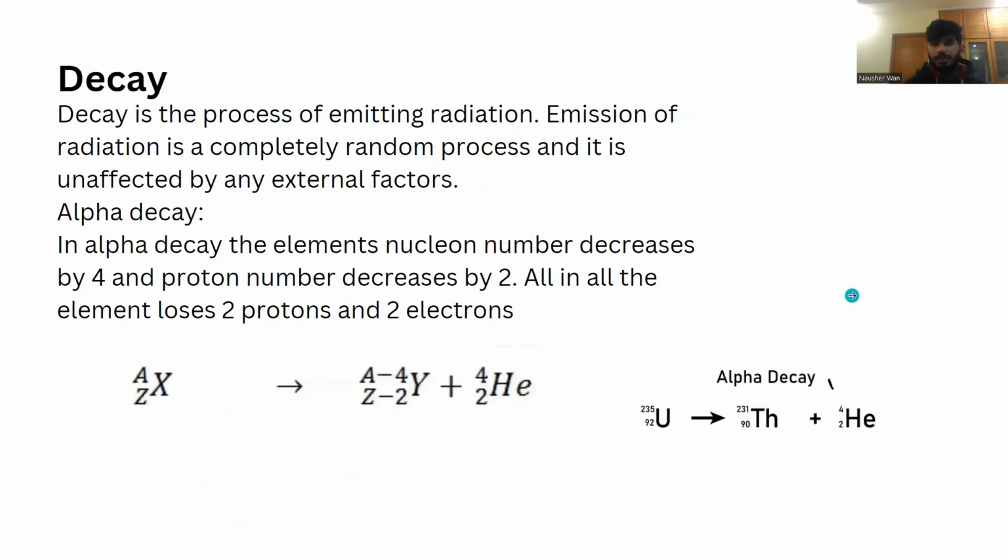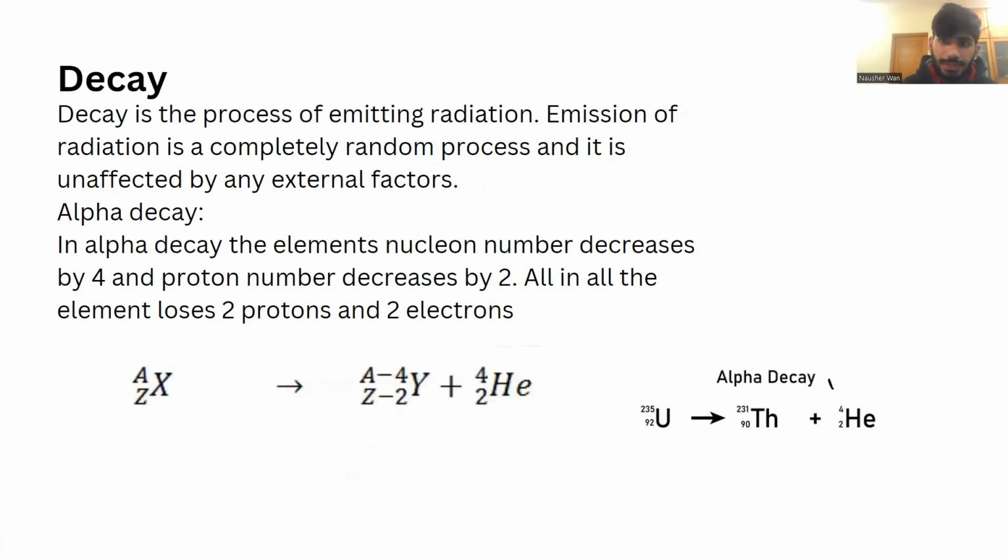Okay, now let's talk about decay. Decay is simply the process of emitting radiation. So if you're emitting any sort of radiation, we know three types of radiation right now: alpha, beta, and gamma. Any process that is involving a nucleus emitting these sort of radiation is called decay.